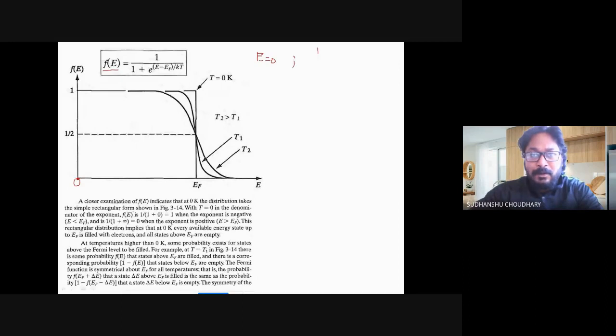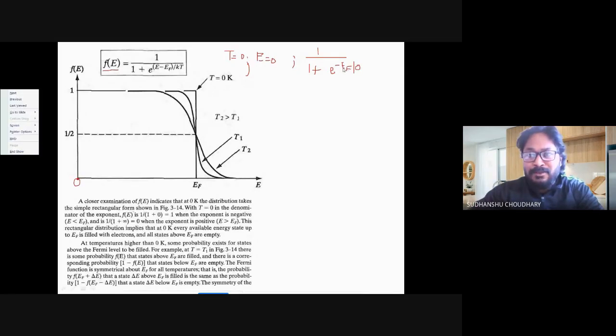So once you put E is equal to 0, at T is equal to 0, the Fermi distribution function becomes 1 by 1 plus e to the power (0 minus EF) by kT, and kT is also 0. Since EF is some significant value, this is minus EF by 0, or minus infinity. So this becomes 1 by 1 plus e to the power minus infinity.